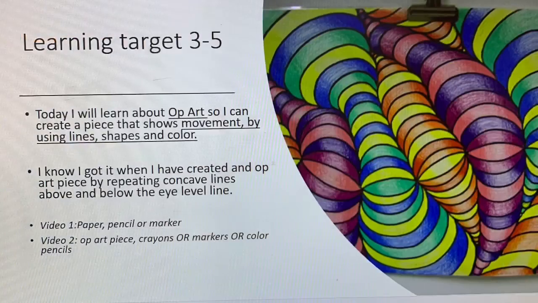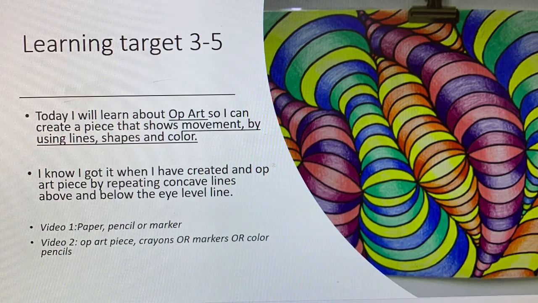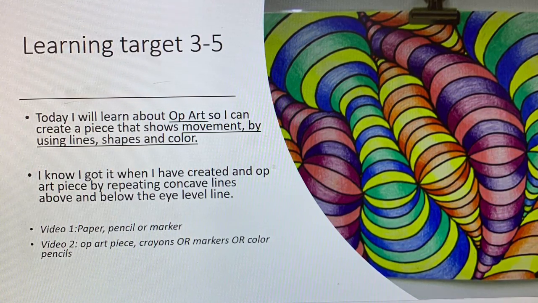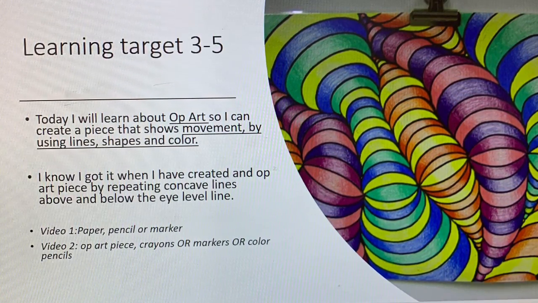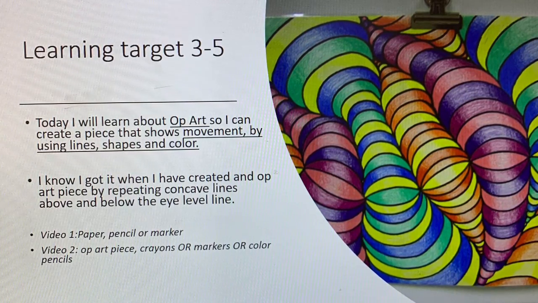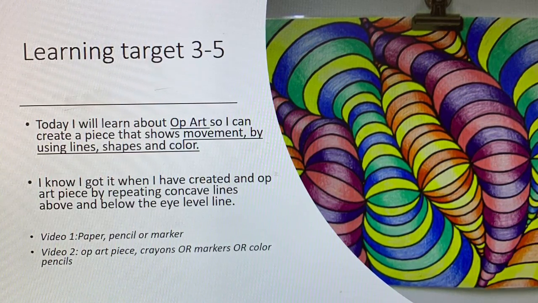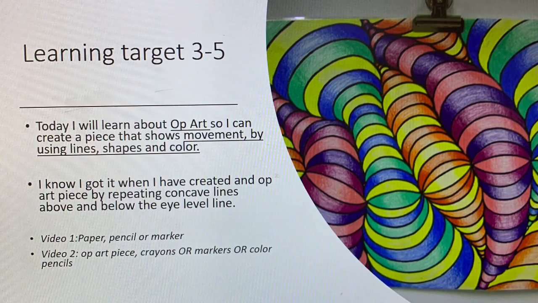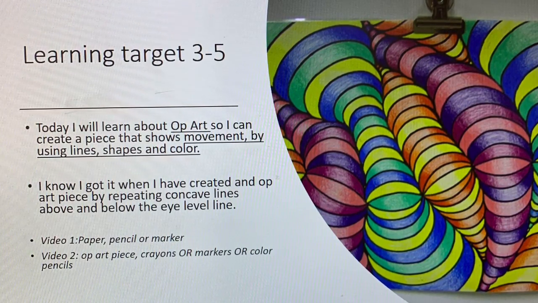And our success criteria is: I know I got it when I have created an op art piece by repeating concave lines above and below the eye level line. So I will go into detail what a concave line looks like and where the eye level line is at with the art piece that you can see to the right.